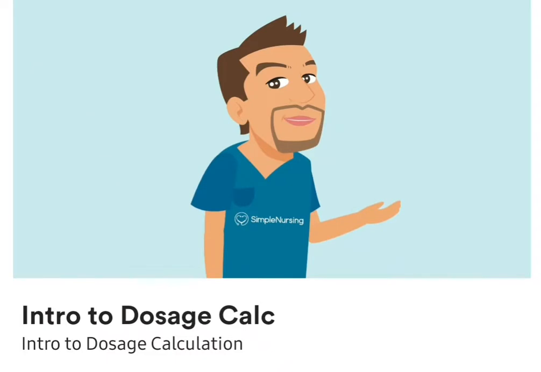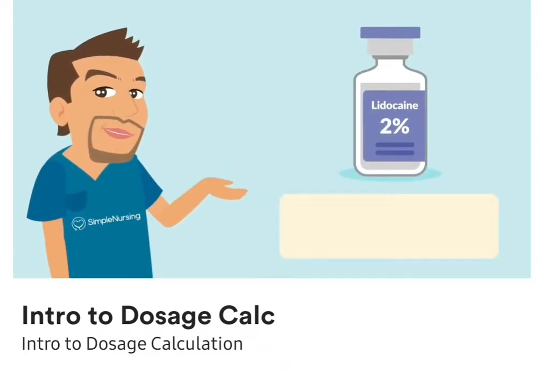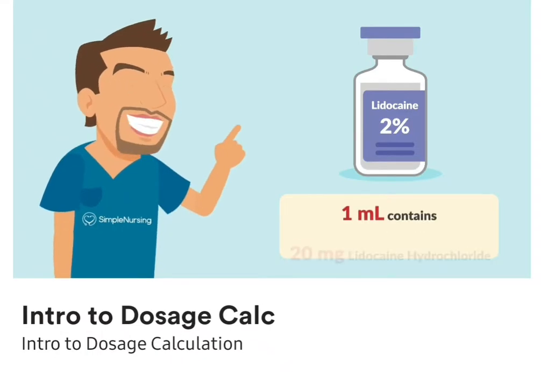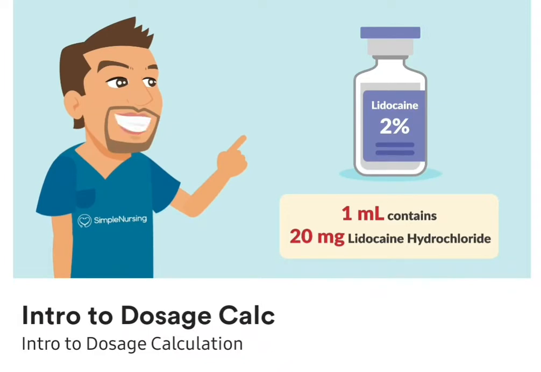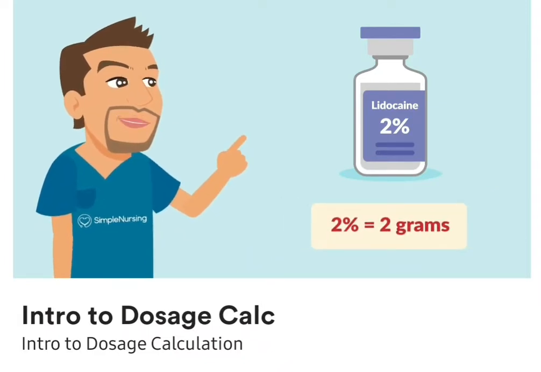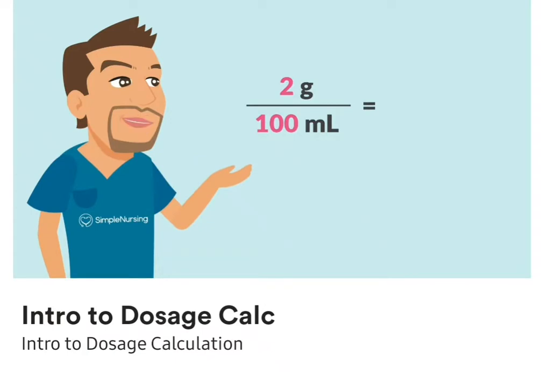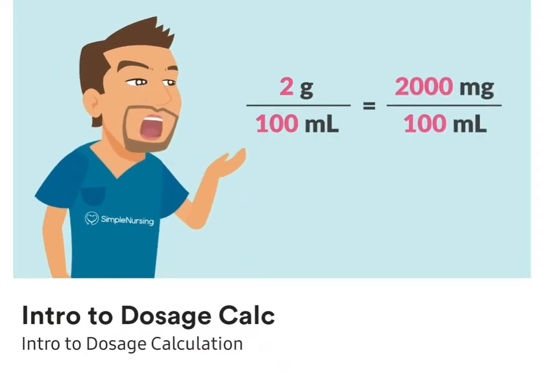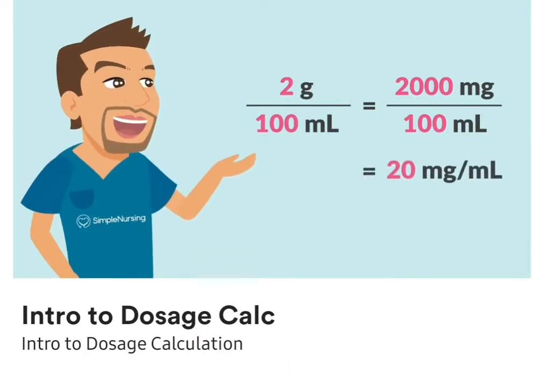Well, no sweat. There is an easy way to do this. So let's look at lidocaine 2%, which each ml contains 20 milligrams of lidocaine hydrochloride. So just take the percentage, 2%, and make it grams. So 2% is 2 grams. Take the number of grams and place it over 100 mLs. So for example, we have 2 grams over 100 mLs, so that is 2,000 milligrams over 100 mLs, and then divide it. So we get 20 milligrams per ml.